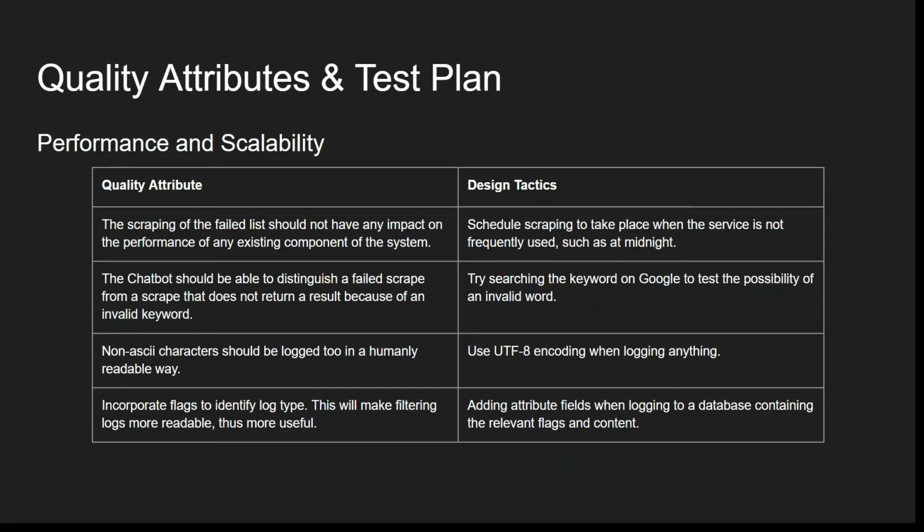And then there are some quality attributes to test if the enhancement is properly working. The chatbot should be able to identify if a failed scrape is the result of an invalid keyword, and any logging it outputs should be humanly readable. The former can be tested by sending a request to a search engine and seeing if there's a reasonable amount of response, and the latter can be done easily by using UTF-8 encoding. Finally, we want the log to be identified by flags, and that is done by adding attribute fields when logging to a database.